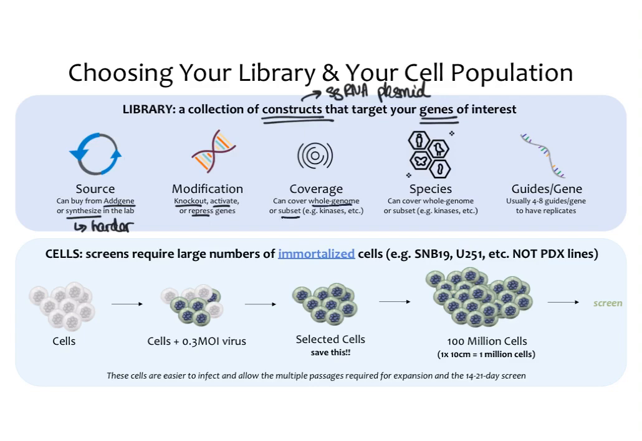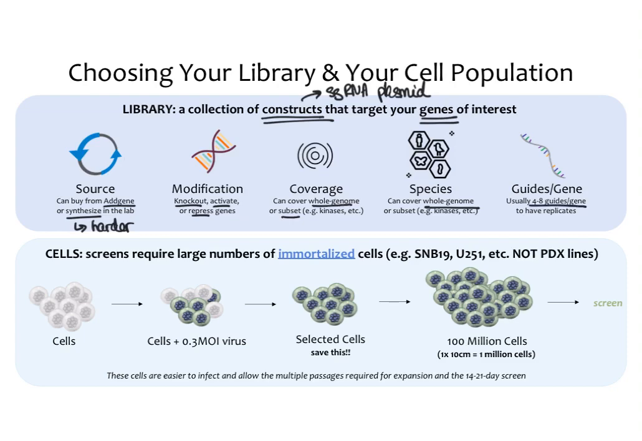For example, you could do all kinases or all growth factors, or you can do just the entire genome and get every single known gene. You want to think about the species that you're going to do this in. So this should match the cell species that you're interested in and your disease species. And then you want to know how many guides per gene you're going to get.